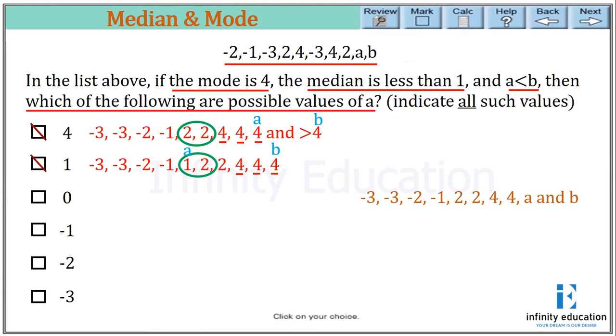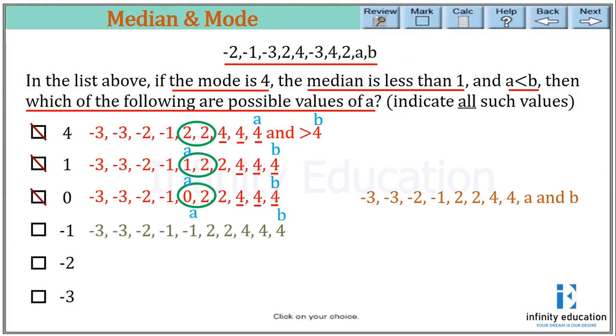Now let's see whether 0 can be the value for A or not. So if I put A equals to 0, B again is 4, to satisfy the condition mode is 4. So if I consider A as 0 and B as 4, the median value should be the average of 0 and 2. So the average of 0 and 2 is 1, but that is not less than 1. So I can eliminate.